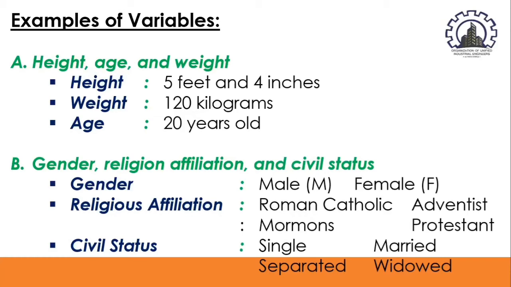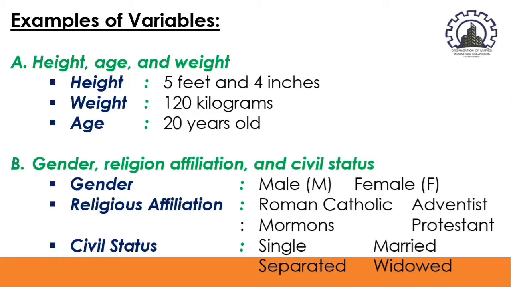So in a classroom setting, and there are, let's say, 20 students, of course, the height, age, and weight will vary because not all students have a height of 5 feet 4 inches, right? There are some who are 6-footer, and there are some who are below 5, okay? And the weight as well and the age.